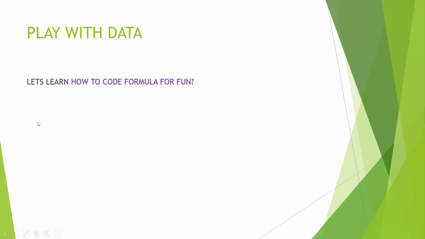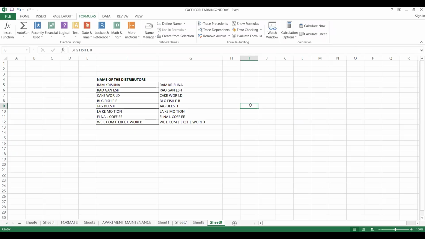Okay, let's see how the CODE formula works. So let me tell you, this is basically like you have a CHAR and this is ANSI. ANSI is the format which is a system-understandable language. So for example, if you have a keyboard, each letter has a certain code.